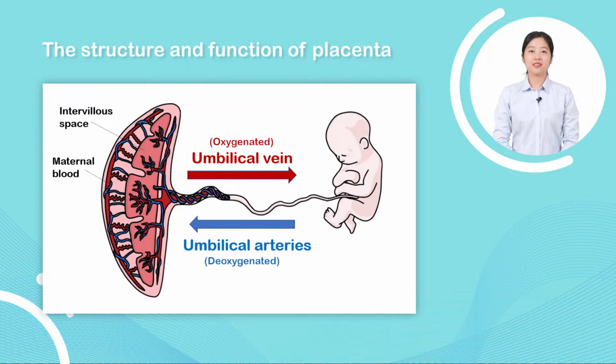But inside these pools, maternal blood and fetal blood don't actually mix. They come in very close contact across a thin membrane, and that's known as the placental membrane. So through this placental membrane, lots of things can transfer or diffuse from maternal blood to fetal blood, and vice versa. And it is the process of diffusion that forms most of the functions of the placenta.